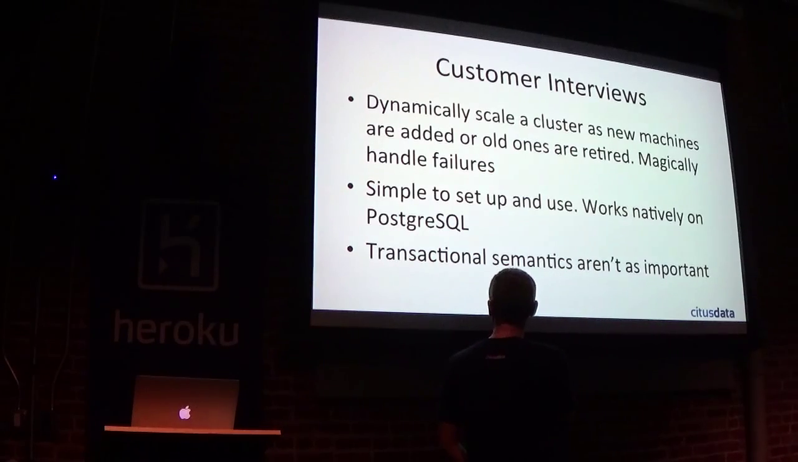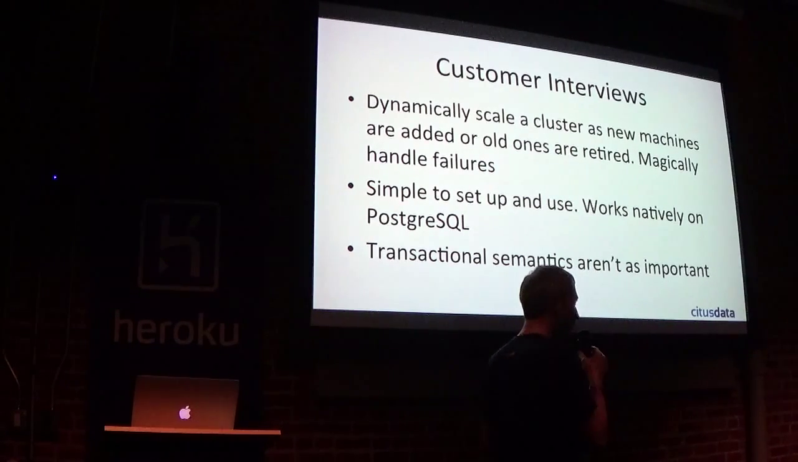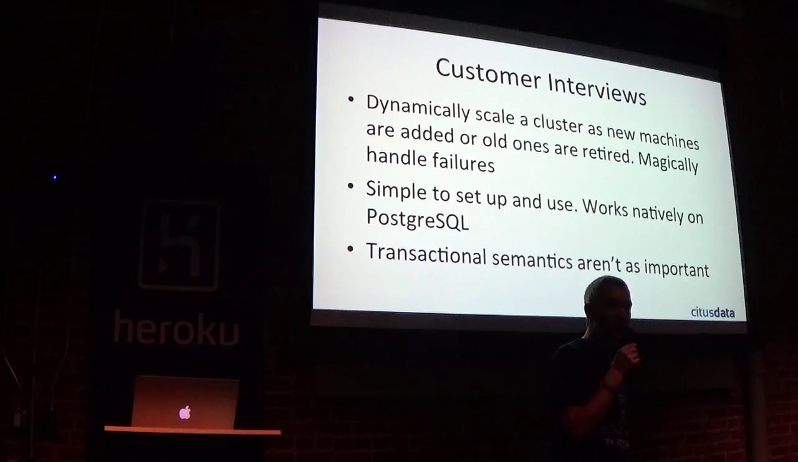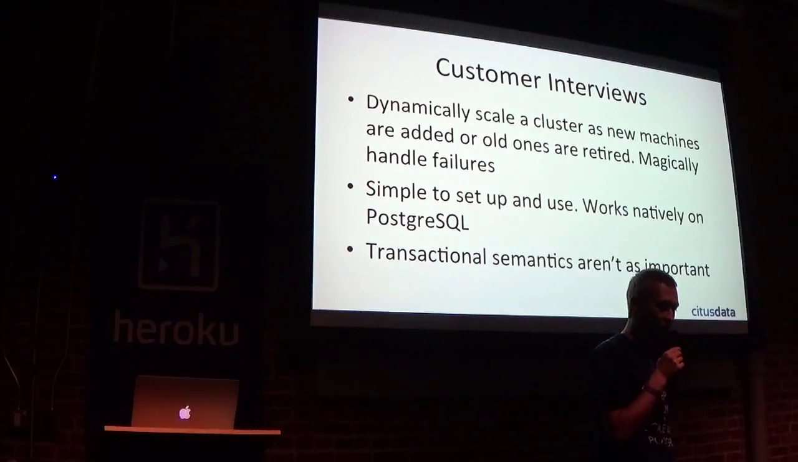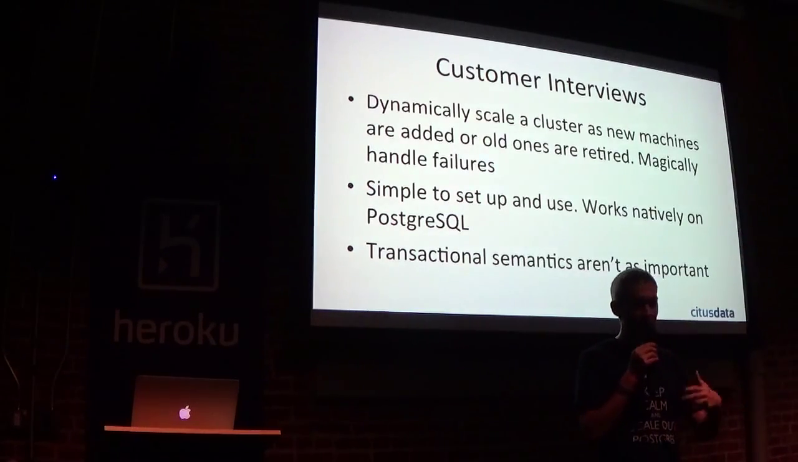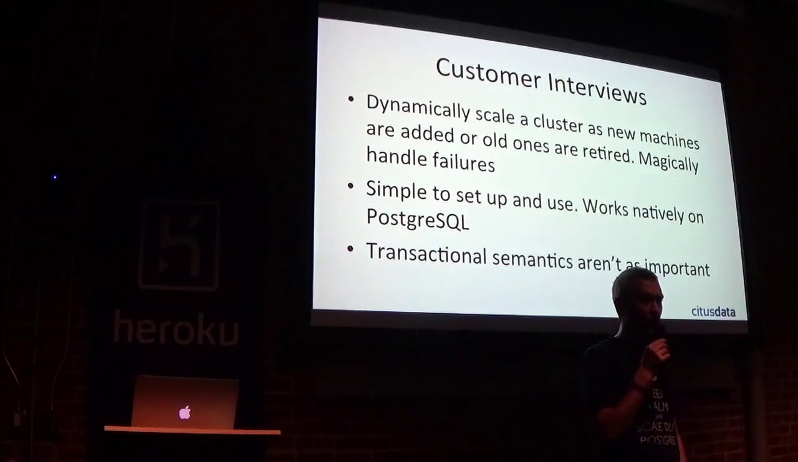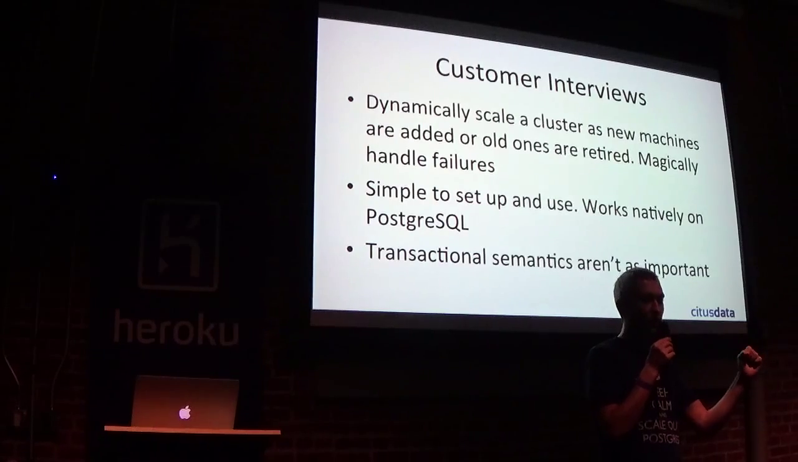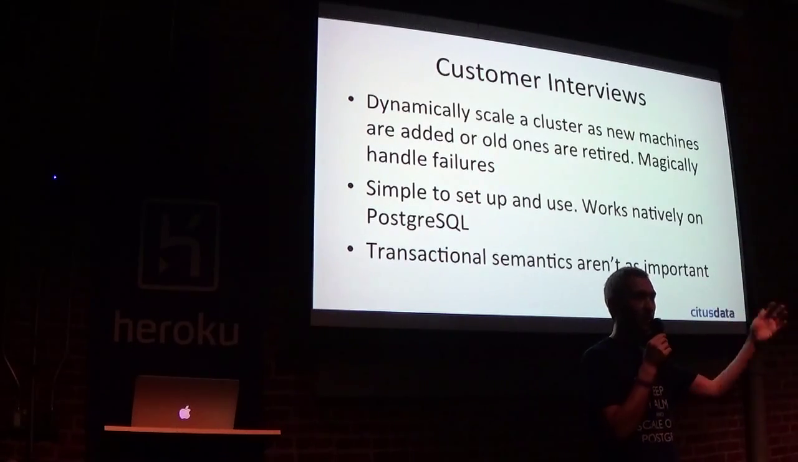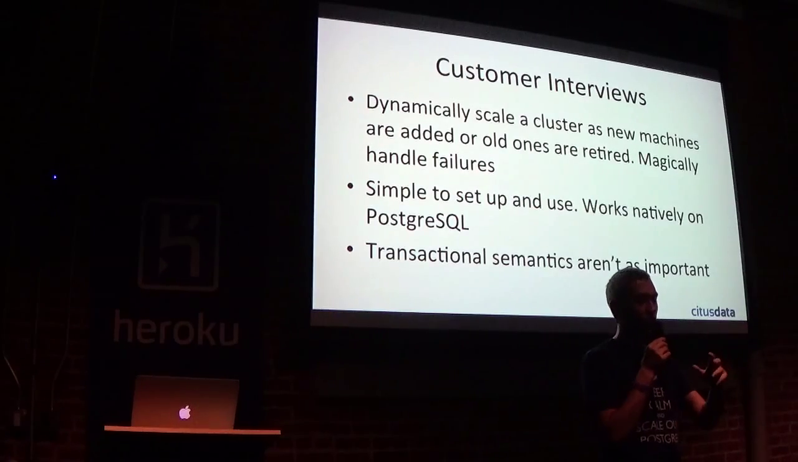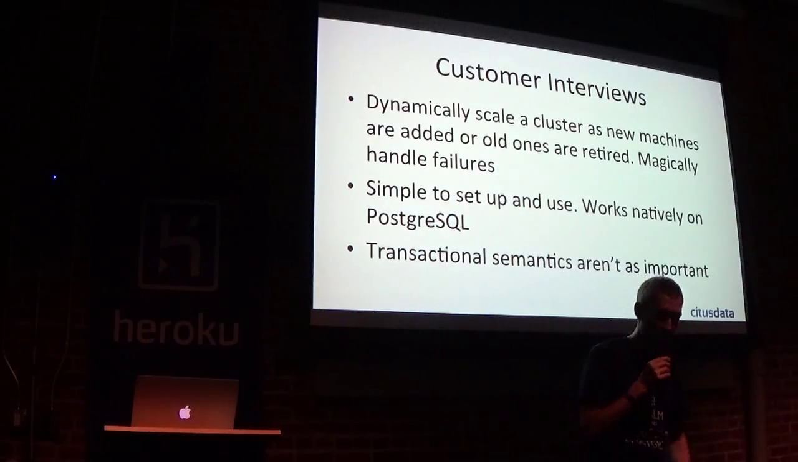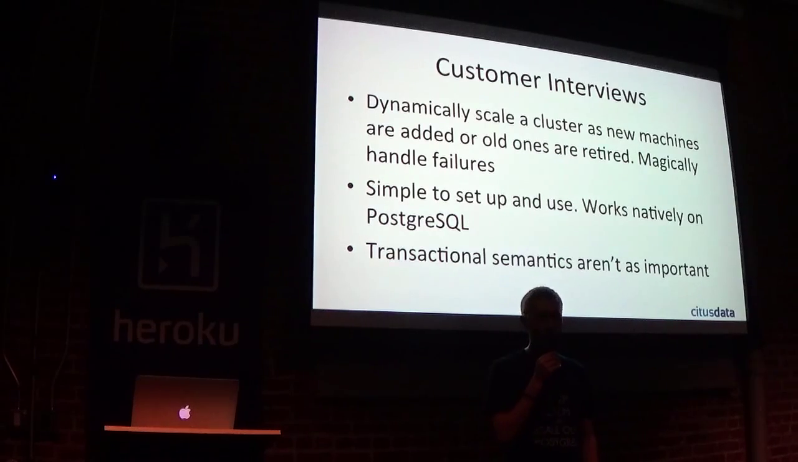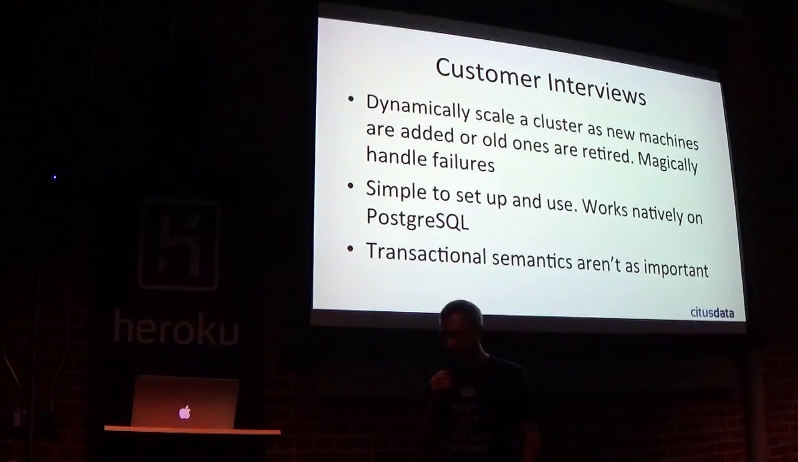And a third, I wouldn't say an ask, but a third theme was, for a good number of people, transactional semantics weren't as important. When I say transactional semantics, I'm thinking of the financial institution use case where you have, let's say, accounts, and those accounts live on different shards, and you want to start a transaction, debit money from someone's account, and then credit someone else's account, and do that within the same transaction block. That wasn't a big ask for a good number of customers.